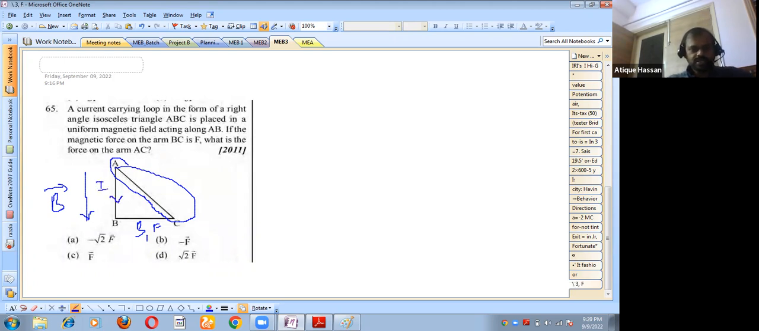Suppose the current in the loop is I, right? And the magnetic field is along this direction. So what will be the force on AB? Anyone? What will be the force on wire AB? Anyone having any idea how to calculate the force on AB?